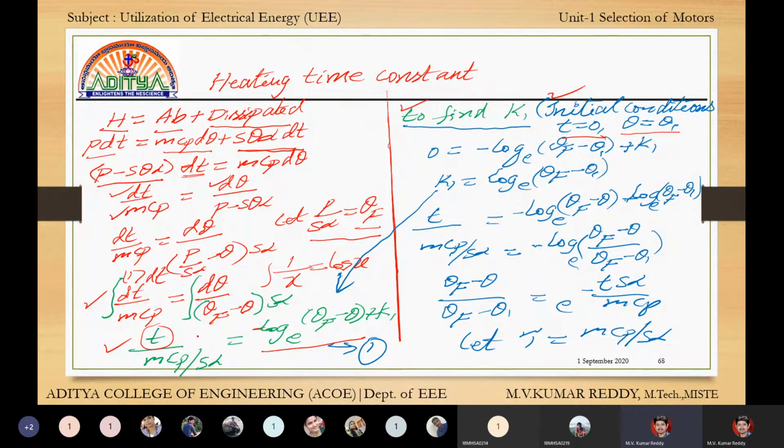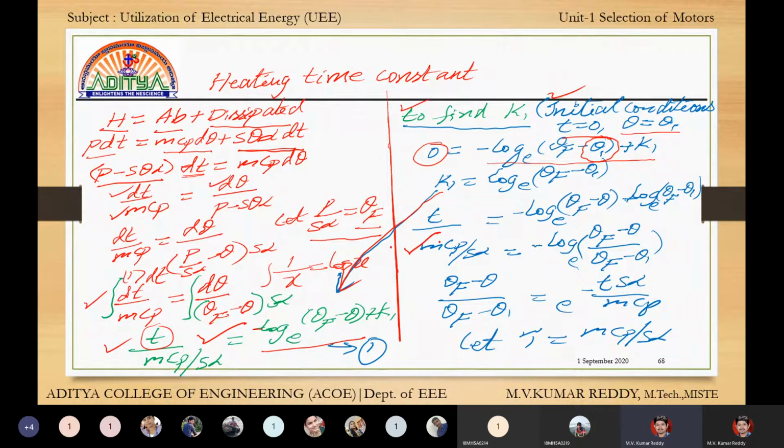In this equation, put t equal to 0 and the remaining term is this. Now k1 is equal to log e (θf minus θ1), putting θ1 in place of θ. Now substitute this k1 value in the main equation. The main equation gives t by mc over Sα equal to minus log (θf minus θ) plus log e (θf minus θ1). This is in the form of log a minus log b, and the formula for log a minus log b is log a by b.